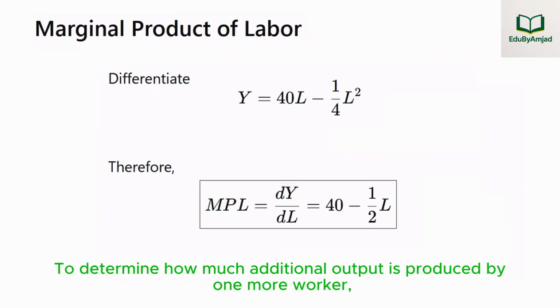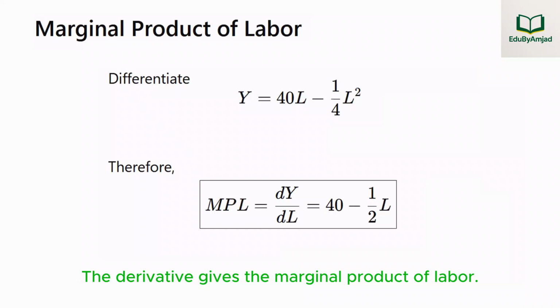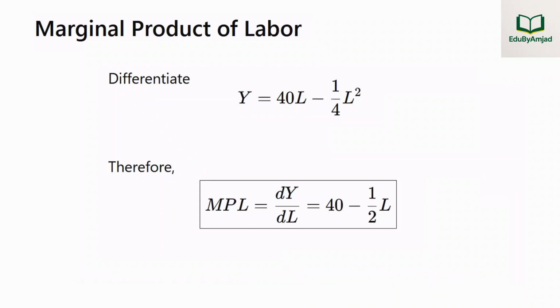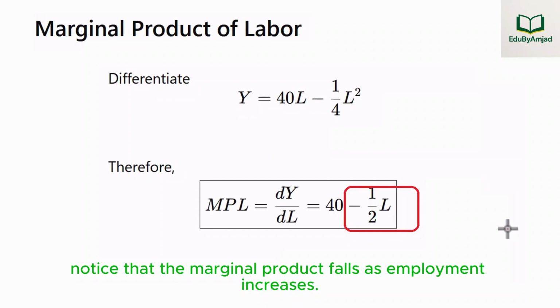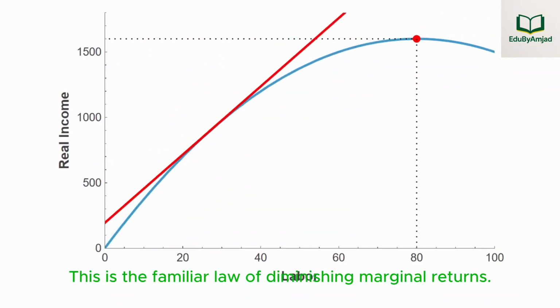To determine how much additional output is produced by one more worker, we differentiate the production function. The derivative gives the marginal product of labor. Differentiating. Notice that the marginal product falls as employment increases. This is the familiar law of diminishing marginal returns.